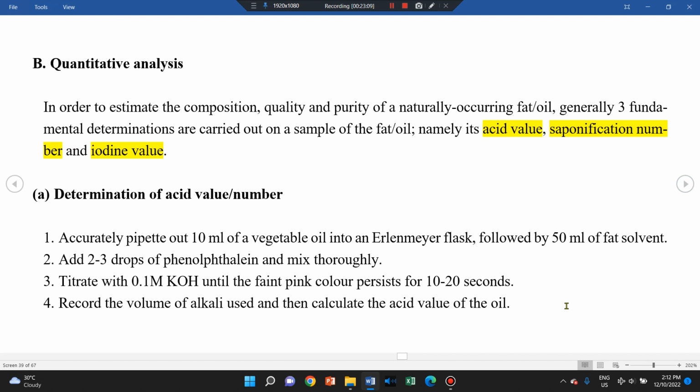We now move on to the quantitative analysis, where three values are to be determined. That is the acid value, saponification number, as well as iodine value. A bit of theory or principle, I give very briefly. Acid value: the fatty acid has the carboxylic group, COOH, therefore it has acidity. So we're going to determine whether palm oil or olive oil, which one has more acidity.